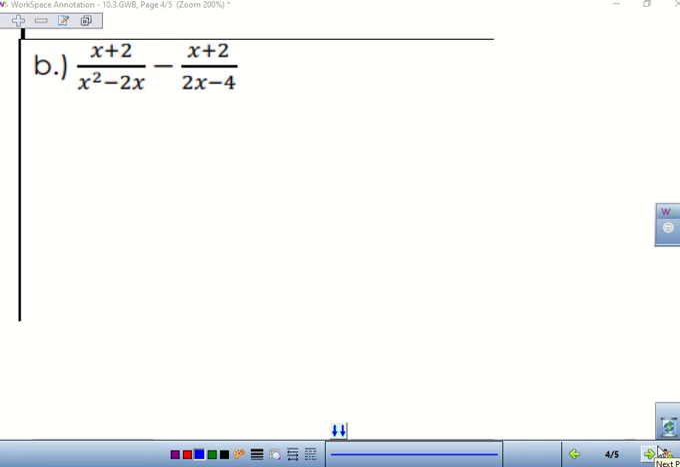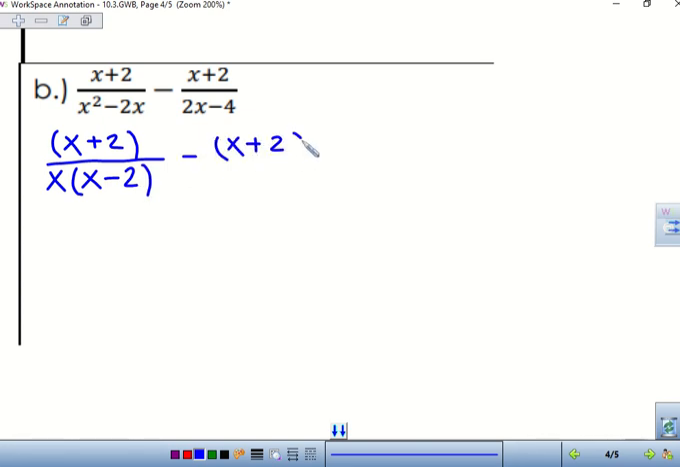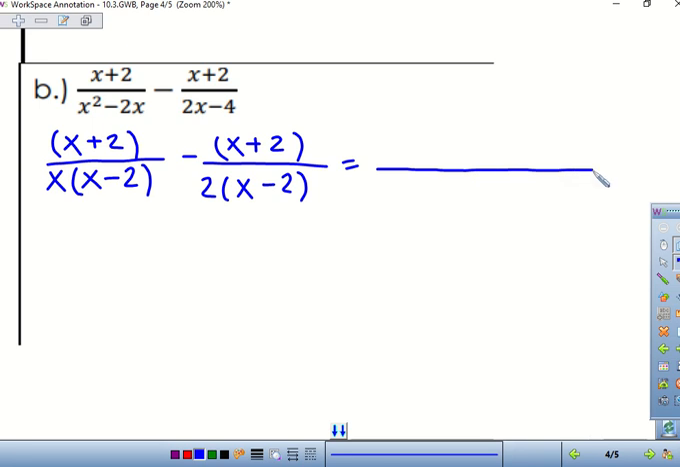Alright, we have letter B. So first thing we're going to do is just factor everything. Bottom you can take out an x. And you should end up with something that looks like this. Everybody get to that point? This kind of looks like a C. Let me rewrite it. It's a little wonky. There we go. Alright, so once we get here, we're going to find that LCD.